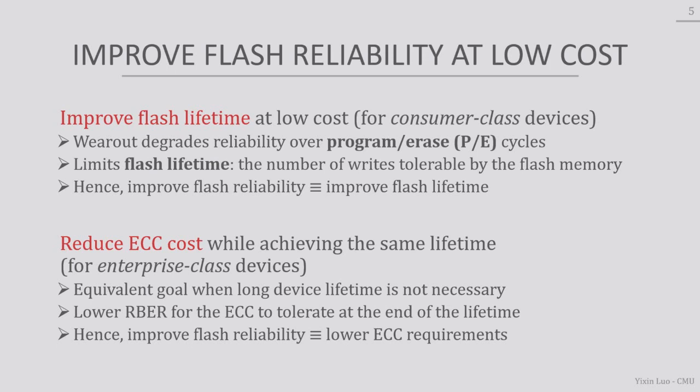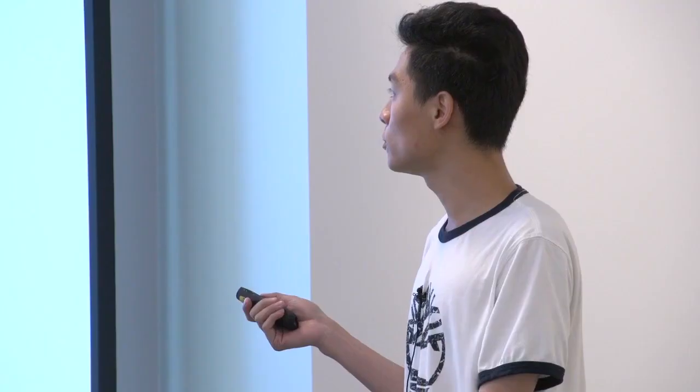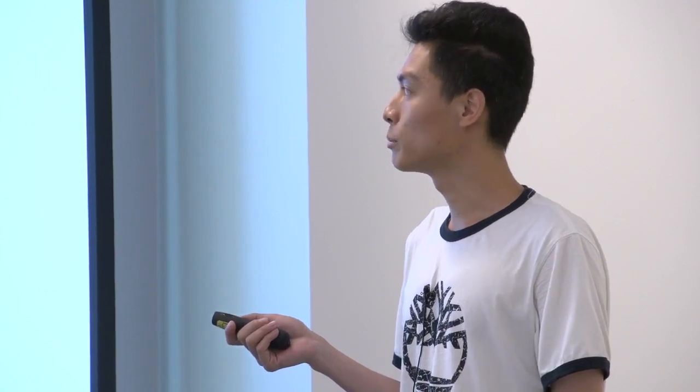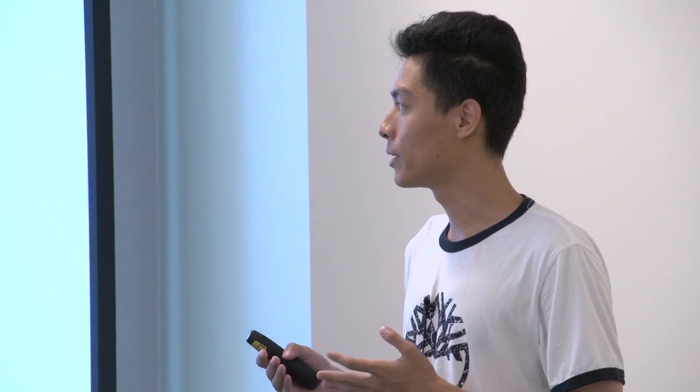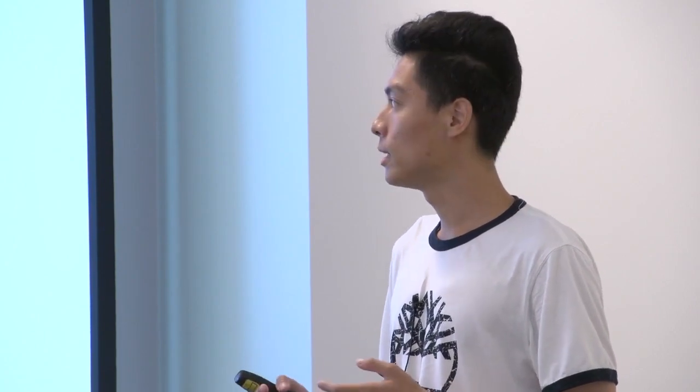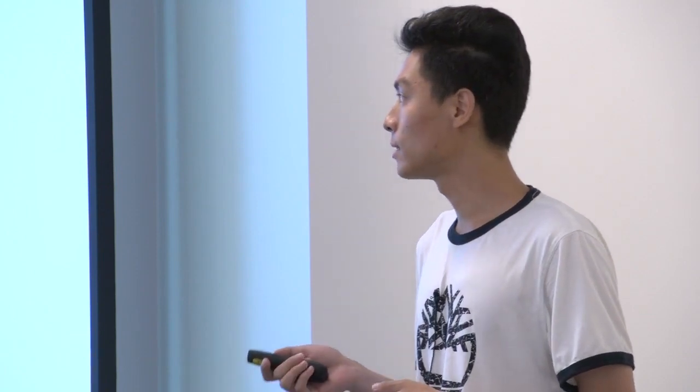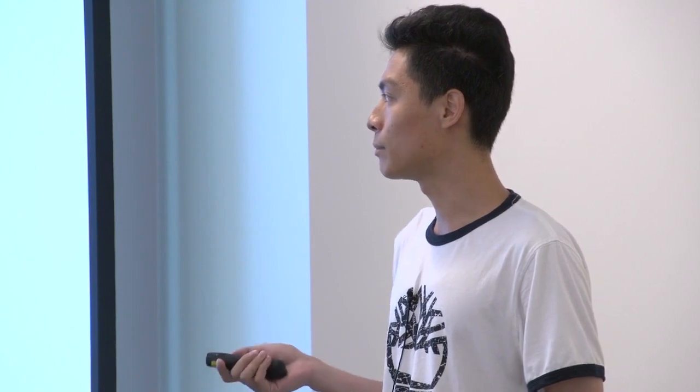So our goal in this work is to improve flash reliability at a low cost. And this means 2 things. For consumer class devices, this means that we want to improve lifetime at low cost. The lifetime matters because it turns out flash memory wears out as we write, or program and erase, more data to the device. So this limits the flash lifetime, which is counted as the number of writes tolerable by the device. So improving flash reliability improves the flash memory's lifetime.